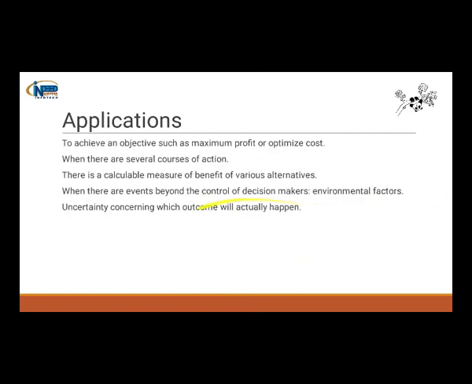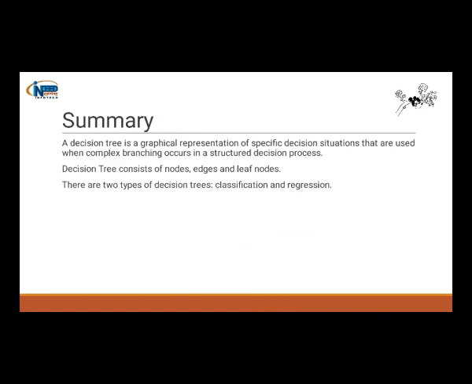Moving on to the applications of decision tree algorithms: to achieve an objective such as maximum profit or optimized cost, when there are several courses of action, there is a calculable measure of benefit of various alternatives. When there are events beyond the control of decision makers, like environmental factors, decision tree algorithms are used. Uncertainty concerning which outcome will actually happen, all these applications are actually performed by decision tree algorithms.